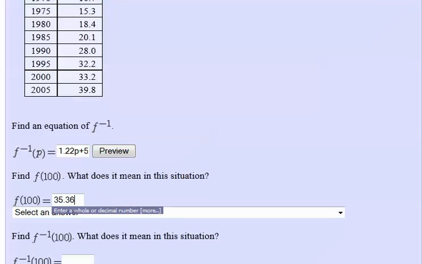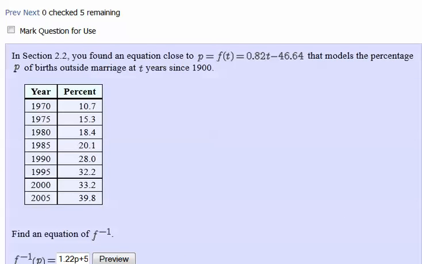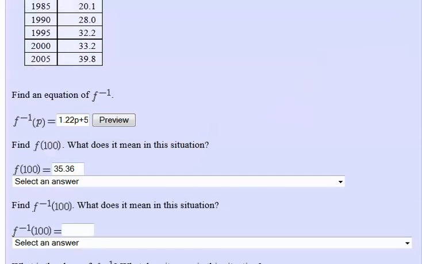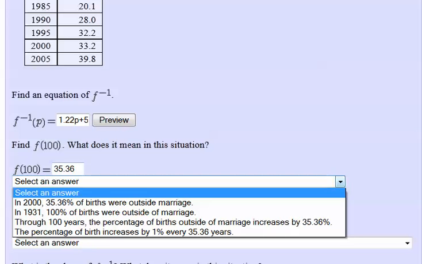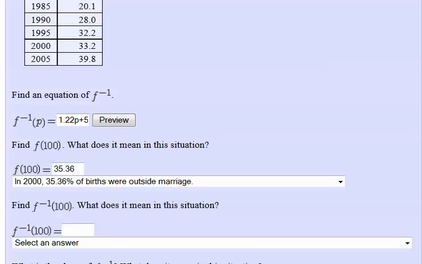So what does this mean? This is the t value and this is the p value. How do I know that? I inputted a t and the output is f of t, which is a p, the percent. So this t value is 100. t is years since 1900. So this is 100 years from 1900, the year 2000, and this is the predicted percentage of births outside of marriage. So in 2000, 35.36% of births were outside of marriage.